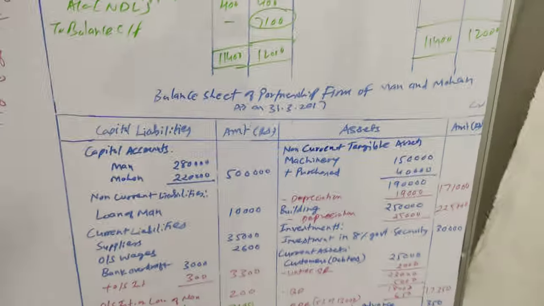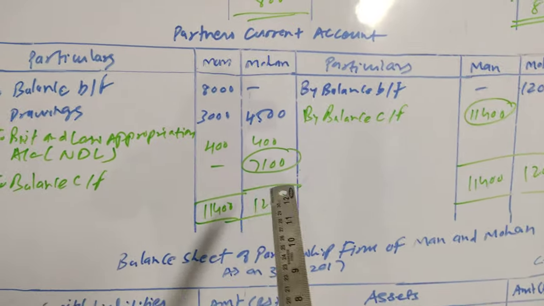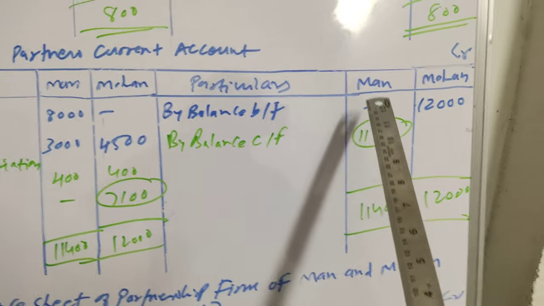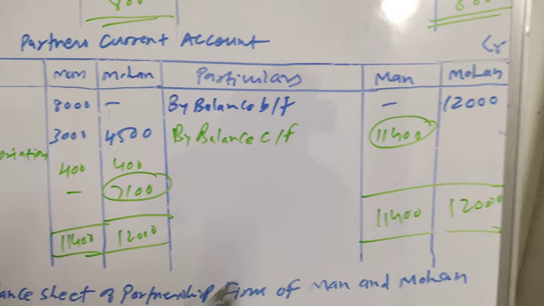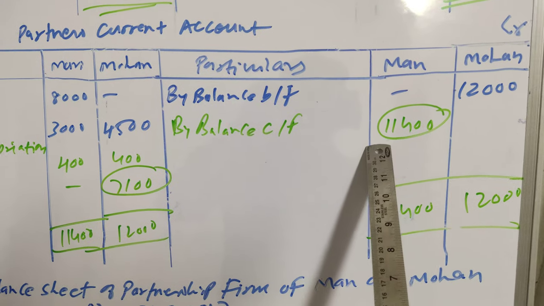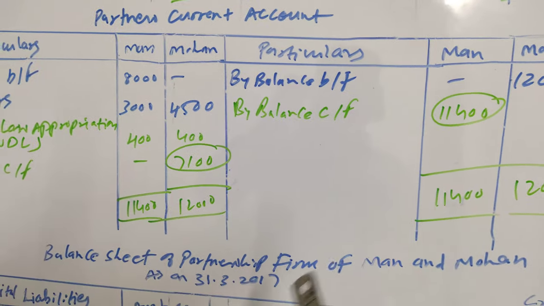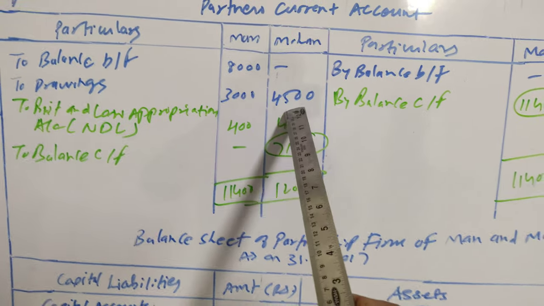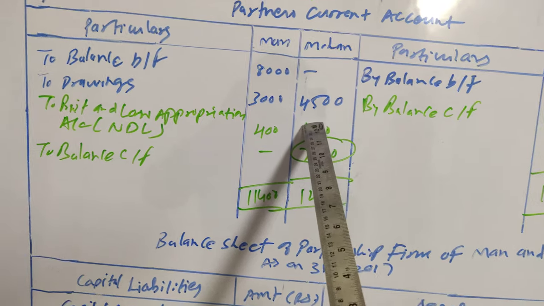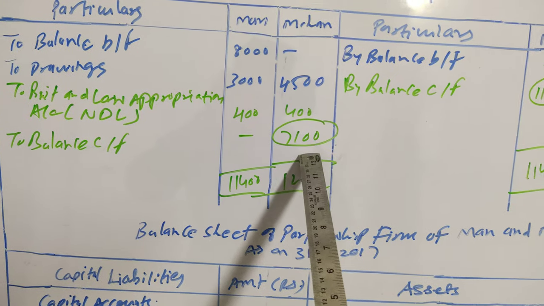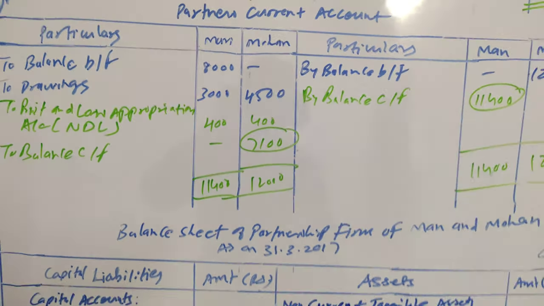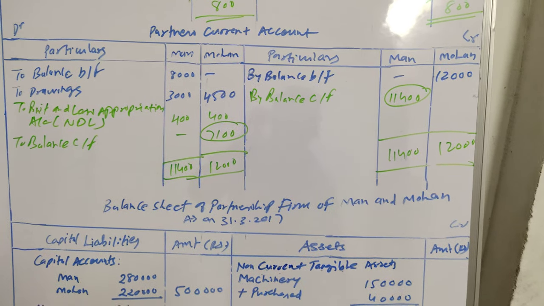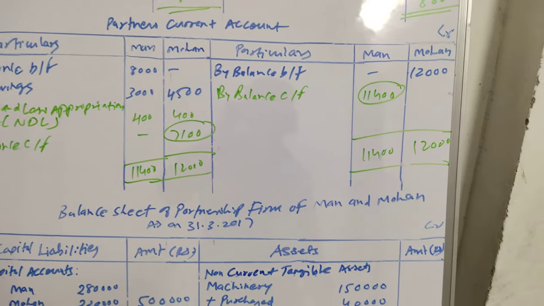Here it is. We can see here. Mohan, 11,400 is the total. Here there is nothing. So difference is also 11,400 by balance carry forward. Mohan, credit side total 12,000, debit side 4,500 and 400, 4,900, the difference is 7,100. So two partners are having different balance. One is having debit balance, another is having credit balance.